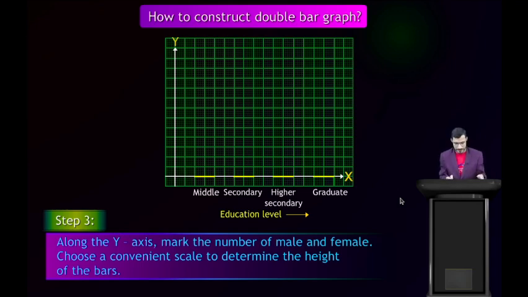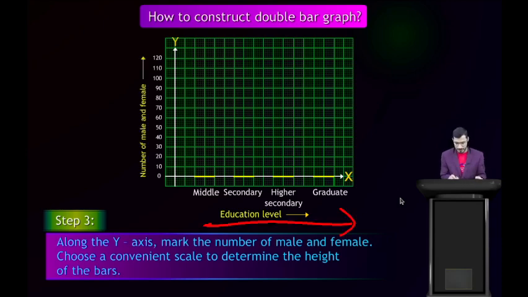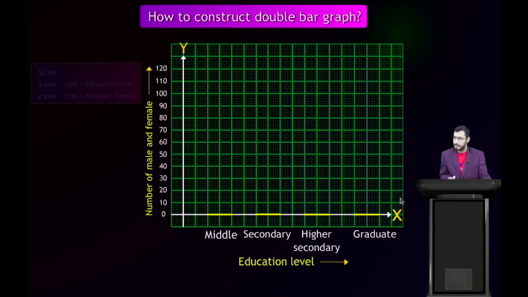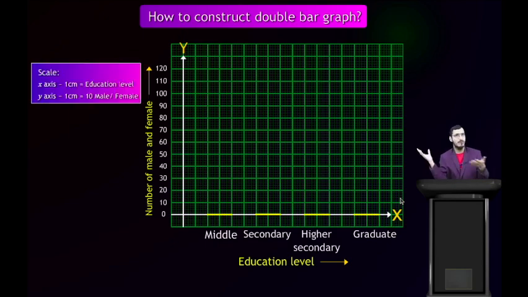It's important. Now here you can see on the y axis the number of male and female, and label the education level on the x axis. Now the scale: on the x axis 1 centimeter is equal to one education level, and on the y axis 1 centimeter is equal to 10 male or female. So that is our scale.